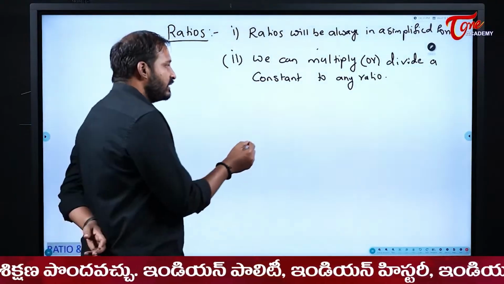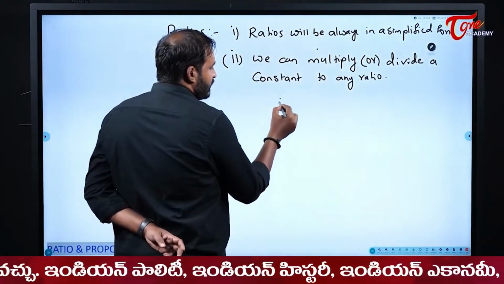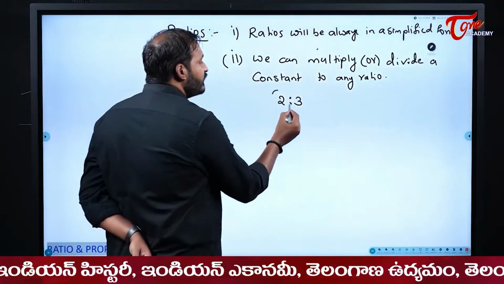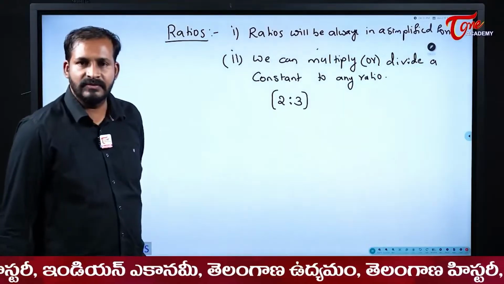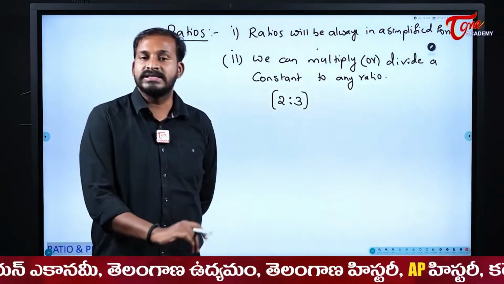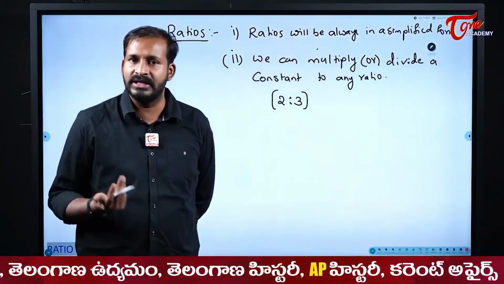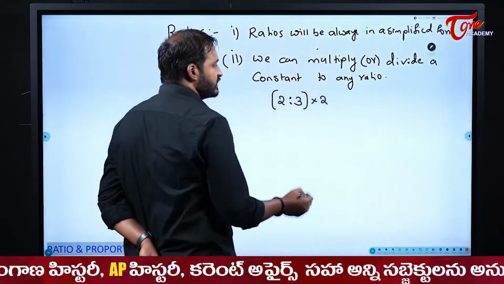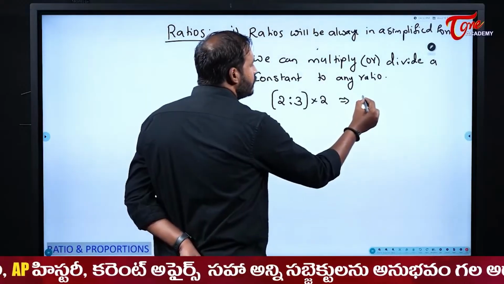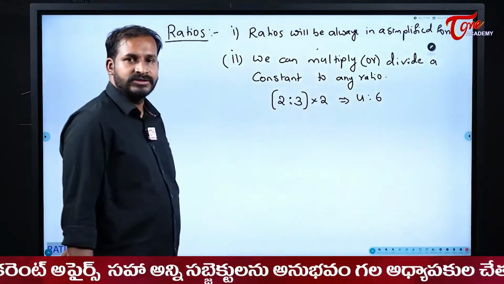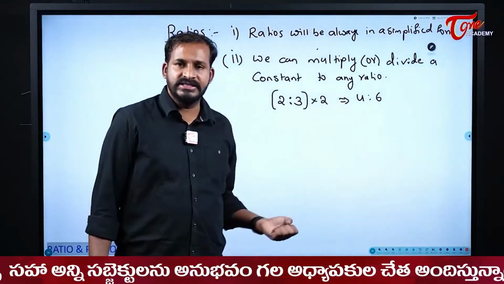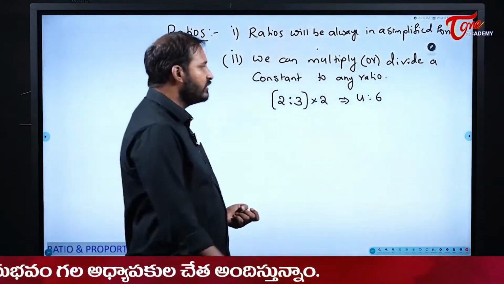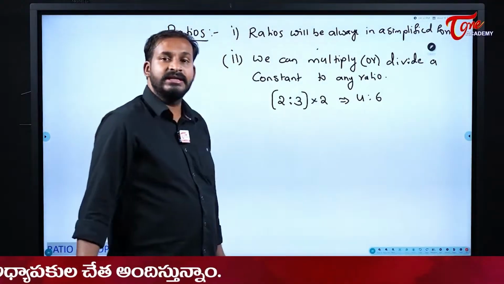For example, see here, I have a ratio in this manner, 2:3. There will be some situations where we need to change the ratios. In those cases, we will sometimes multiply and sometimes divide. If I multiply it with a constant 2, what happens to its value? 4:6. Will the proportion or the ratio change here? If I further cancel it, it will come back to 2:3 only, right?